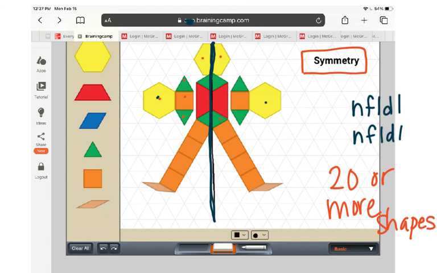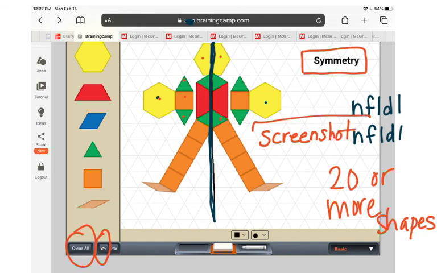Once you've done that, you can always clear something or delete by hitting the go back. And the go back is right here. You can clear all if you're not satisfied with it, but you're able to rotate them as well. So play around with that. When you're done, you are going to take a screenshot. So at the very end, take a screenshot, and then you're going to upload that screenshot to Schoology. Have fun.